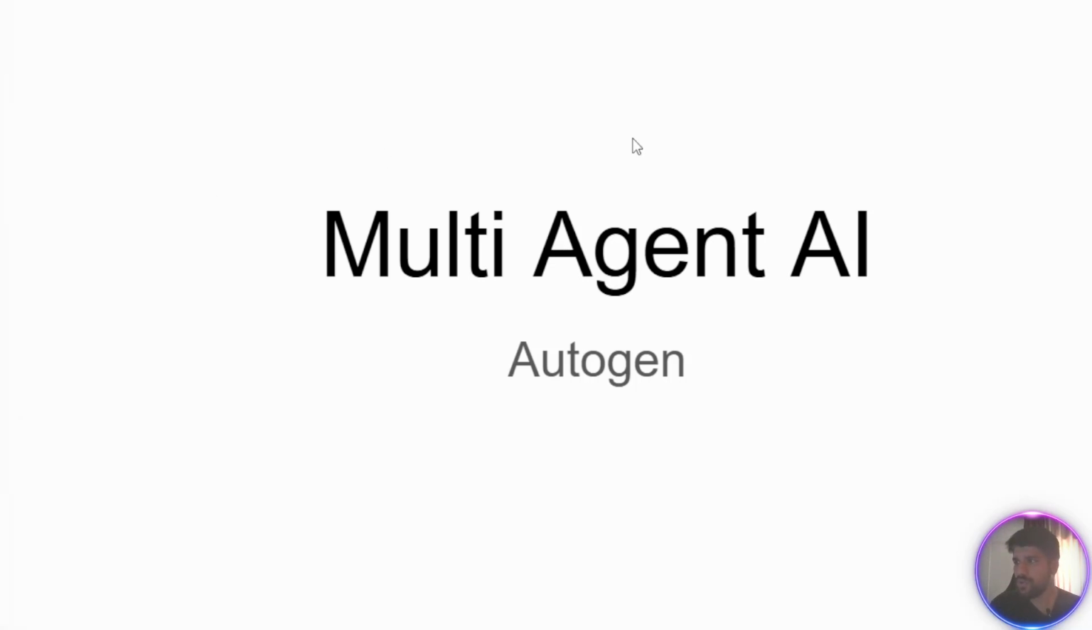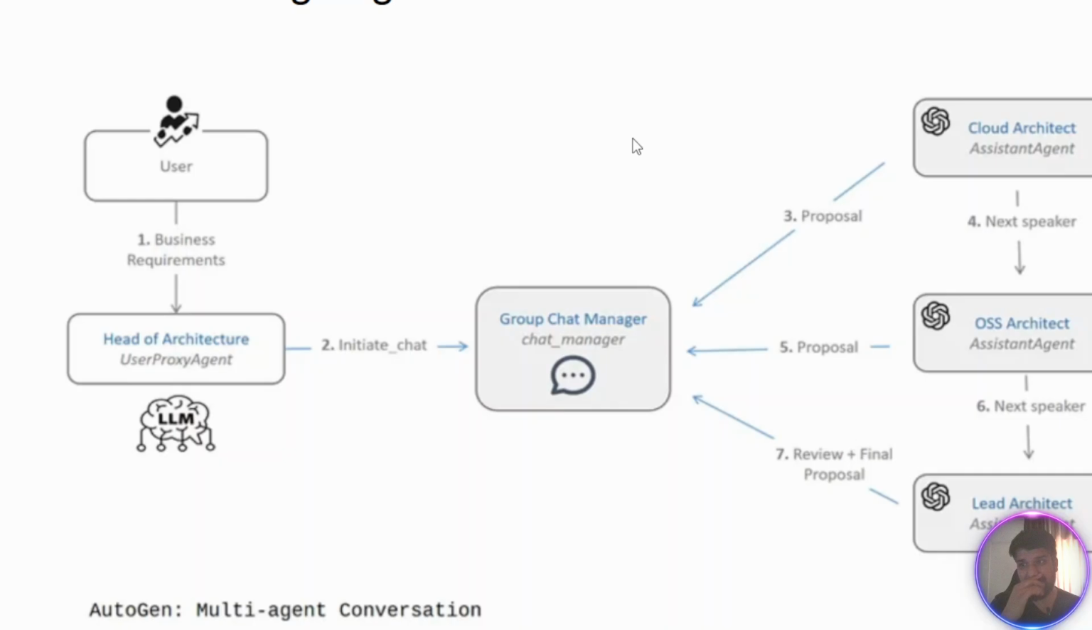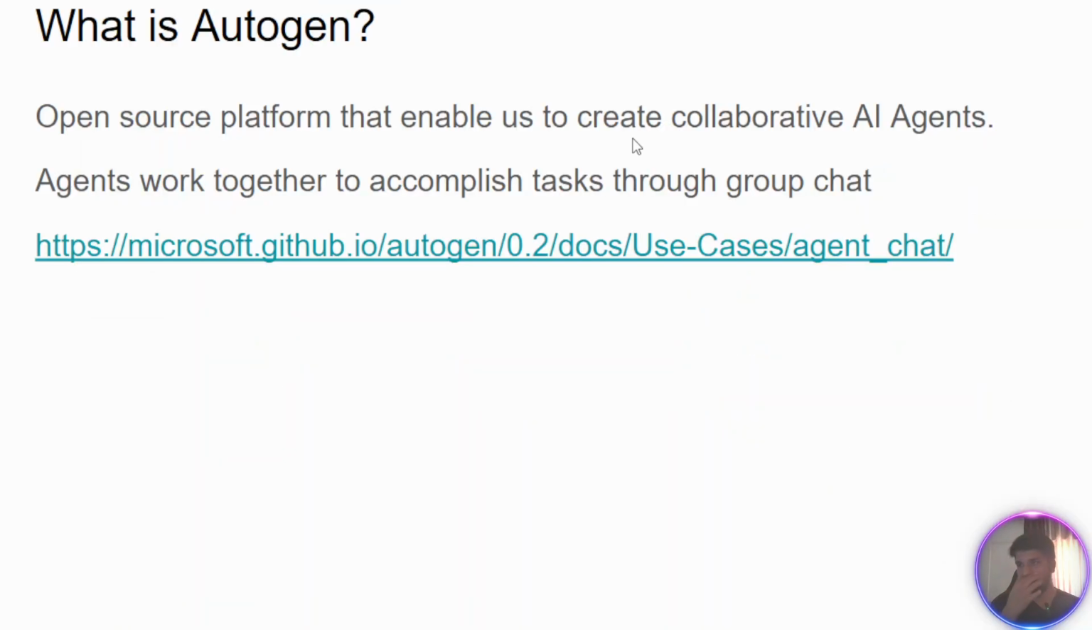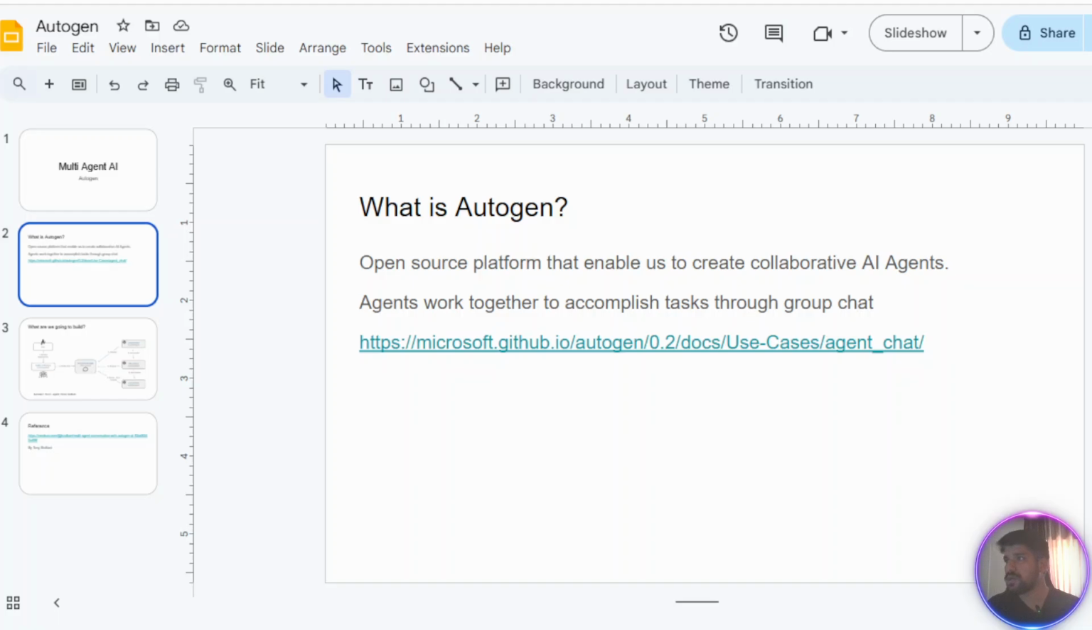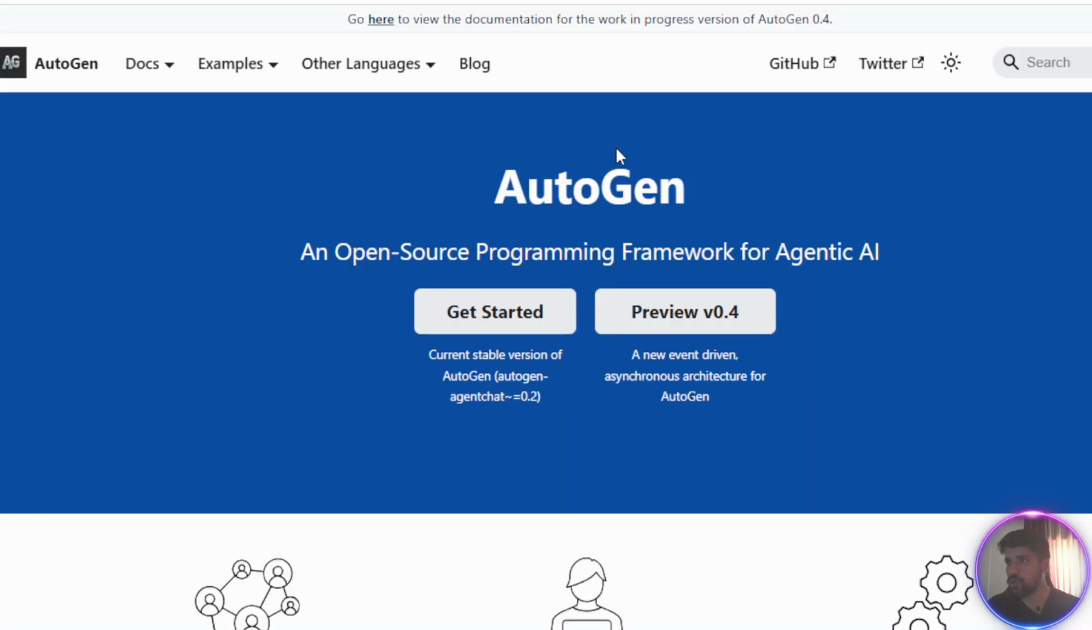Before going further, let's understand what Autogen is. Autogen is an open source platform that enables you to create collaborative AI agents, and these AI agents work together to accomplish some task through the group chat. Autogen provides very nice documentation, so let's jump to that documentation and I will walk you through that topic.